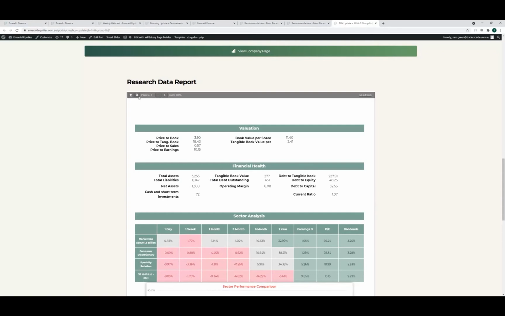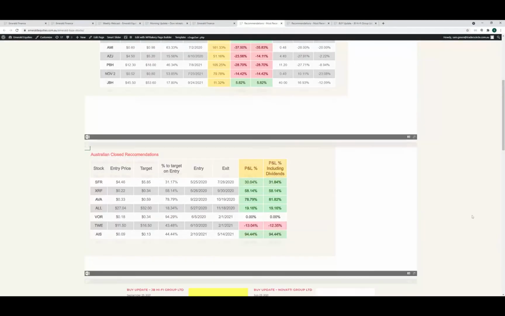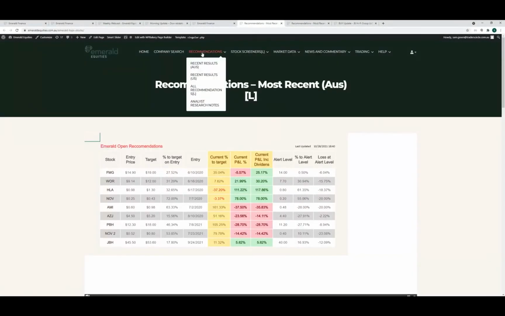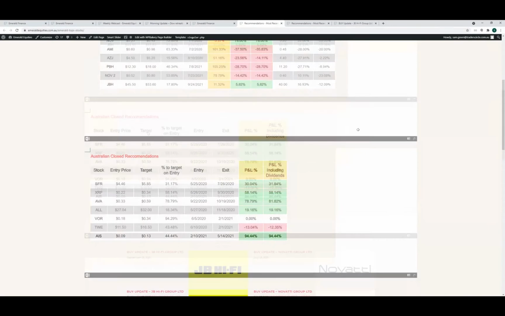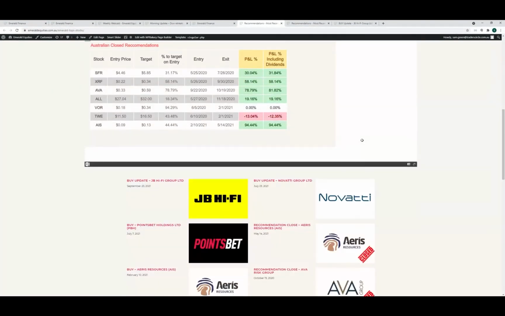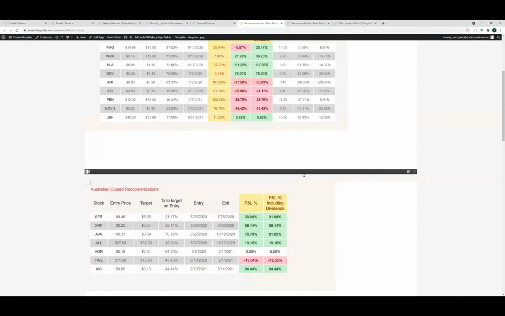But we do a bunch of recommendations. We've got a whole heap of Australian recommendations that are open at the moment, which are these ones here. You can come to this by going to recommendations, recent results, Australian. These are our open ones, and these are the Australian closed recommendations. And if you ever want to go back and read the rationale for opening or closing, you can down below.